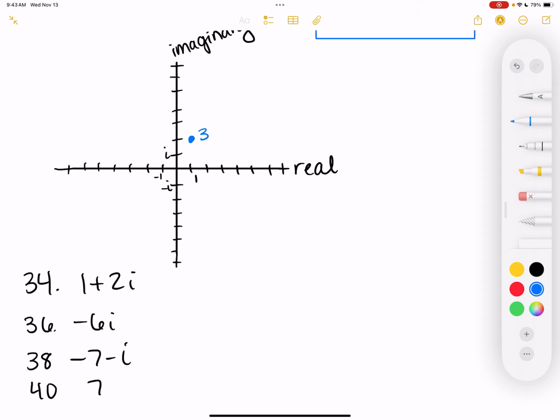So this is problem 34 right here, 1 plus 2i. And when I give you these problems in your homework, you can do the same thing. Just plot them all on one graph. You don't need to make 4 separate graphs to do them.